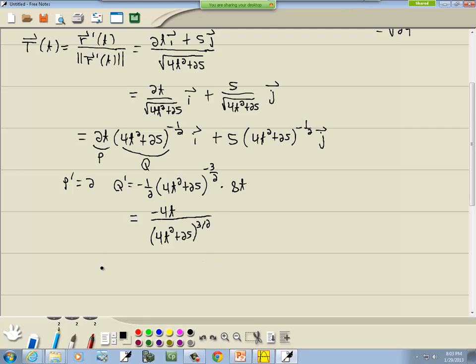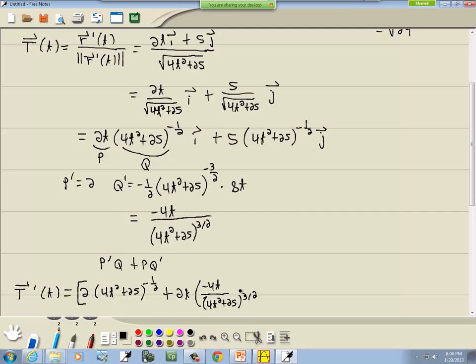Okay, so for a formula, we're going to have p prime q plus p q prime, the product rule. And we're now ready to find our derivative. So T prime is going to be equal to p prime, which was 2, times q, which is this. So we've got (4t squared plus 25) to the negative 1/2, plus p, which was 2t, times q prime, which is all of this. So we've got negative 4t over (4t squared plus 25) to the 3/2 power.